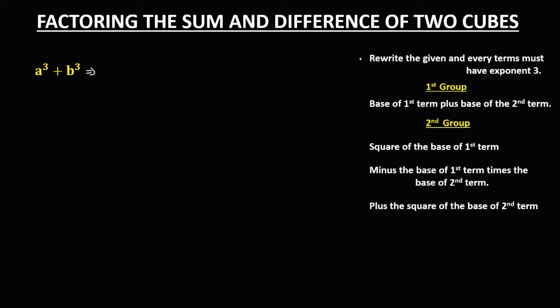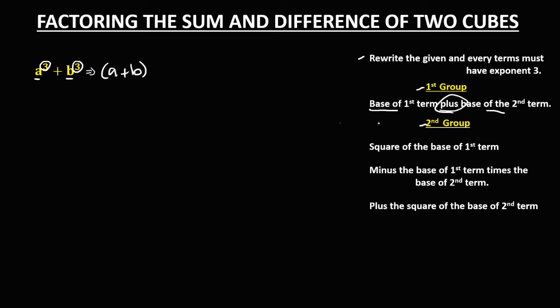First, we need to rewrite the given so that every term has an exponent 3. Since on this given we have the exponent 3 for every term, to find the factors for the first group, just take the base of the first term plus the base of the second term. Since the first term is a and the second term is b, we have now a plus b.